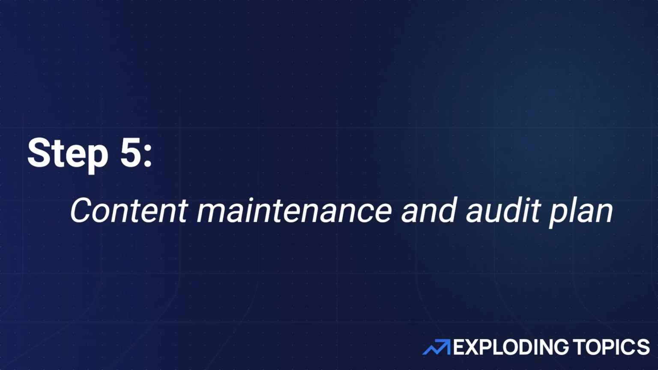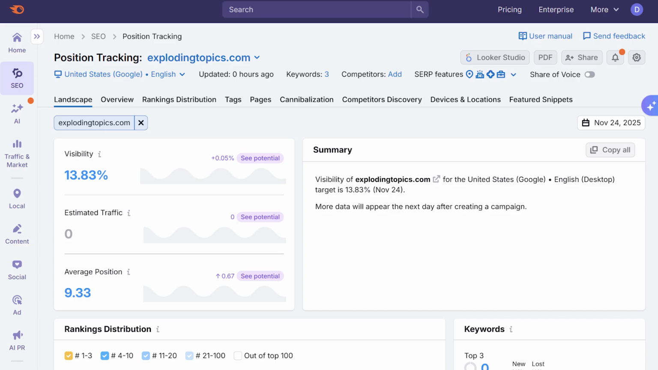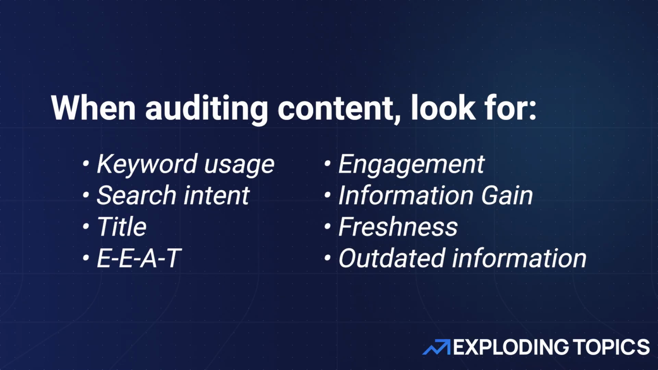Step 5. Content maintenance and audit plan. Here's what most people forget. Content has a shelf life, and because of that, you need to have a maintenance plan. Use the position tracking tool from Semrush or Search Console to track ranking drops, then prioritize updates based on value. Your core topics, the ones driving conversions, get updated first. Everything else can wait. When you audit content, these should be some of the things you should be checking for.